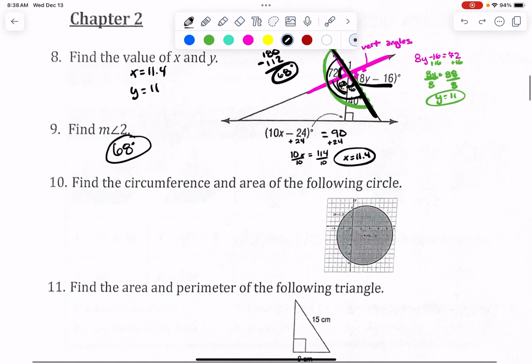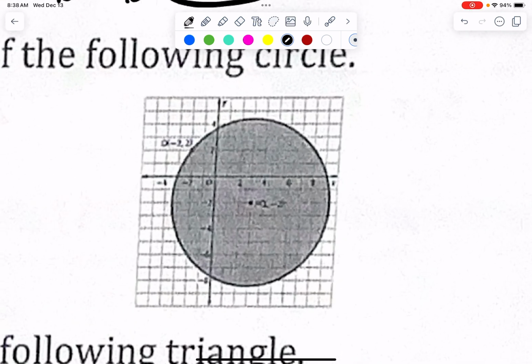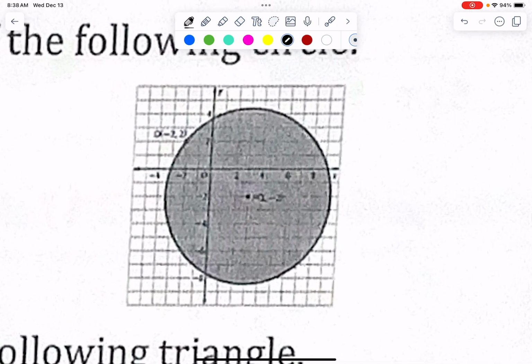All right, moving on. Number 10. Find the circumference and area. Okay, write these down. Circumference is 2 pi r. Area is pi r squared. Now, the problem with this is I don't know the radius. Yikes. And I don't really know where these points are located. They're kind of fuzzy, so write these in better. This is the point 3, negative 2. That's where the center of the circle is. And over here, the other point is at negative 2, comma 2.